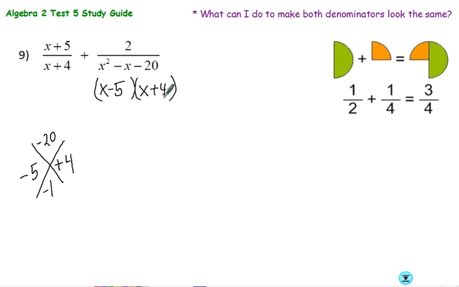So if we compare the two and we say, well, what does this one have that this one doesn't have? Well, they both have an x plus 4. What this one is missing is an x minus 5. So what I would need to do is multiply top and bottom by x minus 5. Let's multiply by x minus 5 and x minus 5.